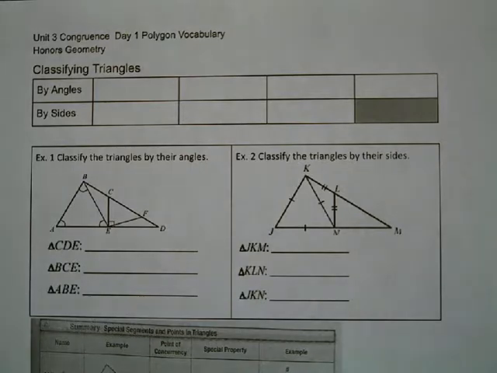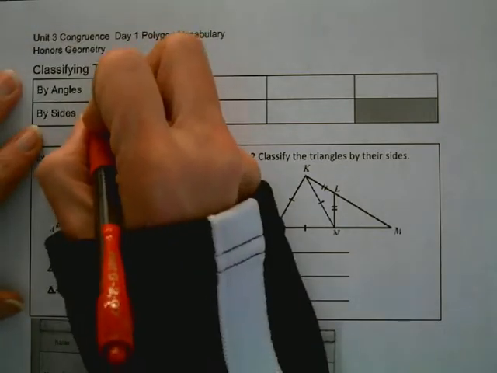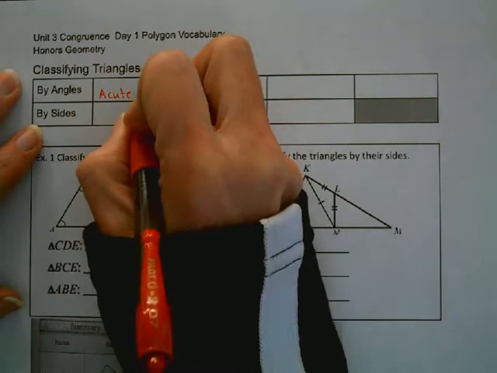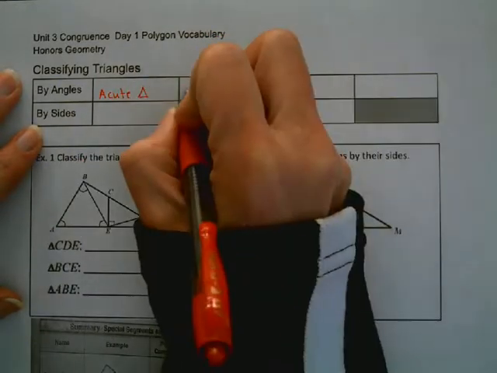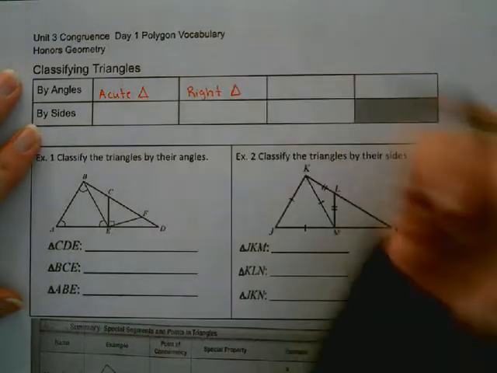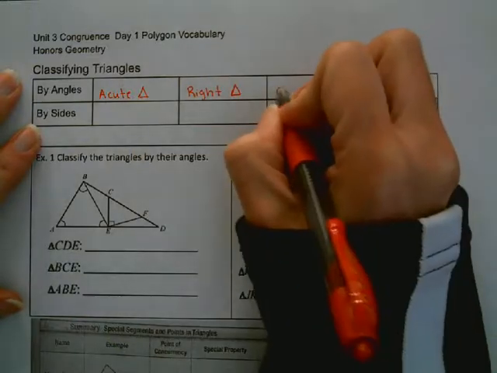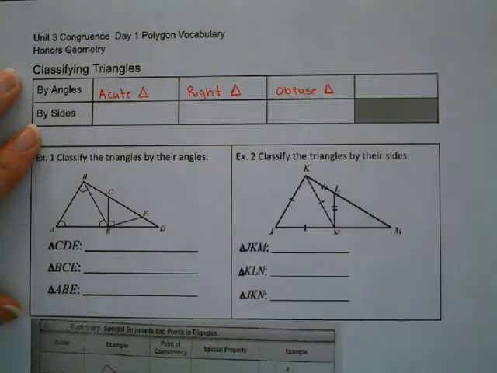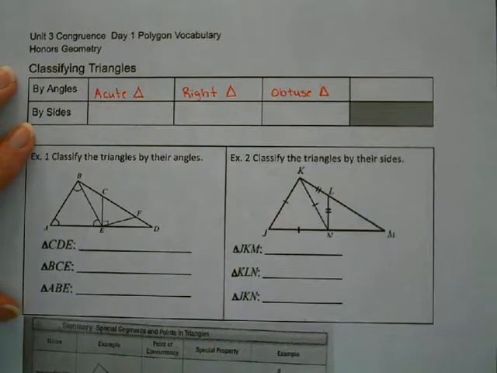So an example to classify a triangle by angles would be we have an acute triangle. Remember, acute means less than 90. You have a right triangle. A right triangle includes a 90-degree corner. You have an obtuse triangle. Obtuse triangle has to have one angle that is obtuse.